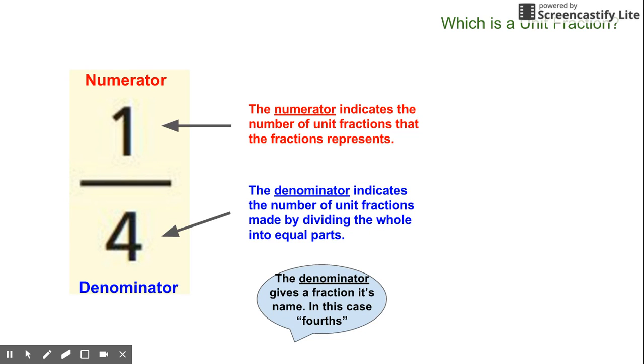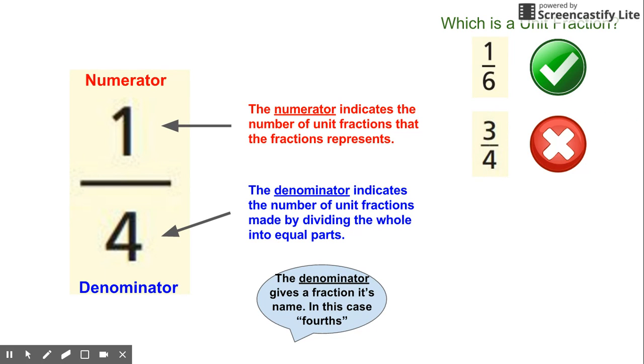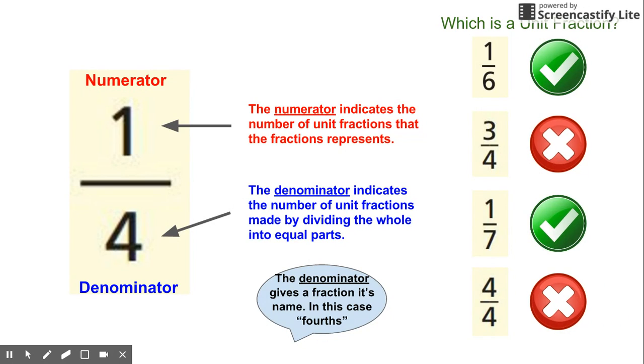Okay, so that would mean that the fraction 1/6 is a unit fraction, but a fraction like 3/4 is not a unit fraction. You're totally right. A fraction like 1/7 has a 1 as the numerator, so it's a unit fraction. A fraction like 4/4 does not have a 1 as the numerator, so it is not a unit fraction.